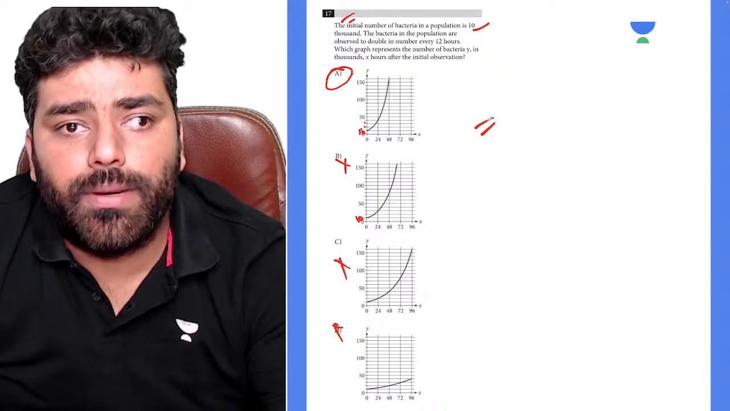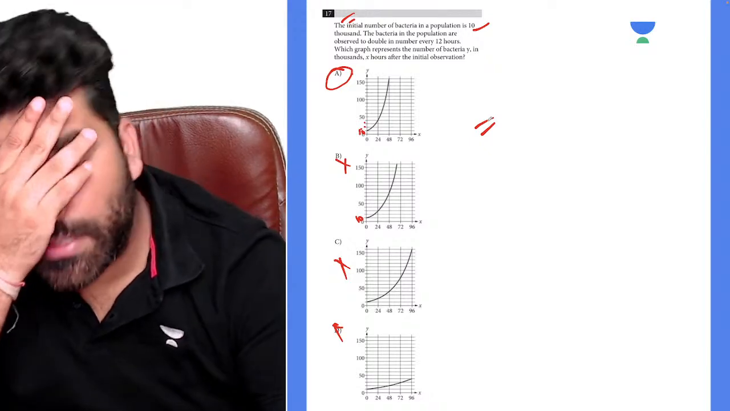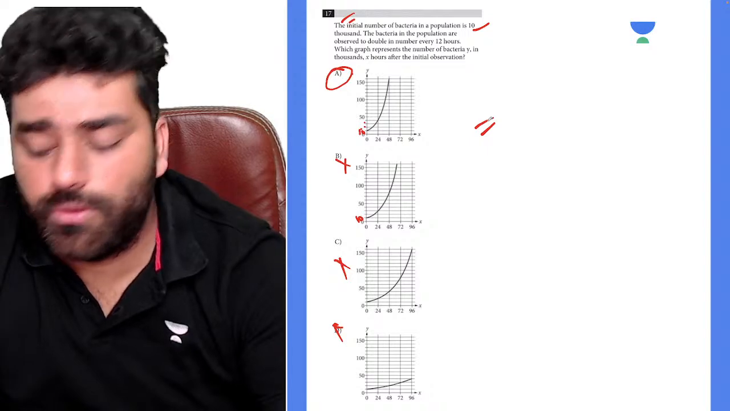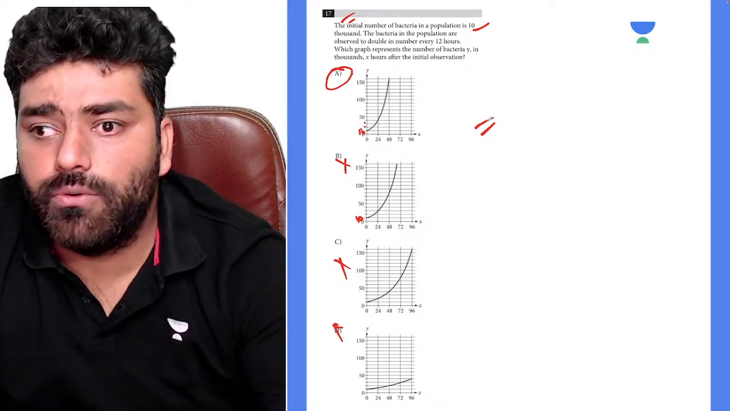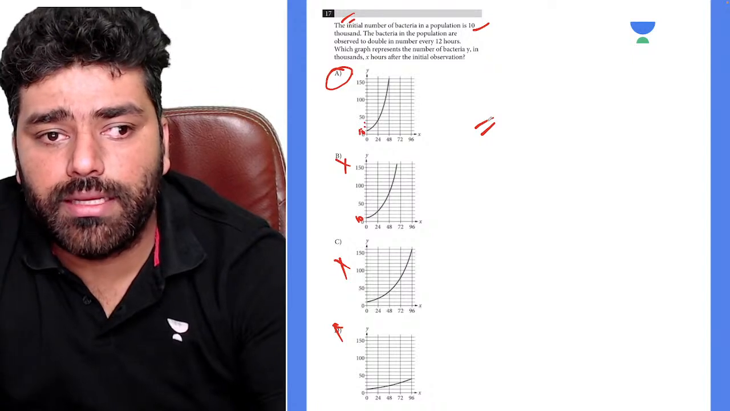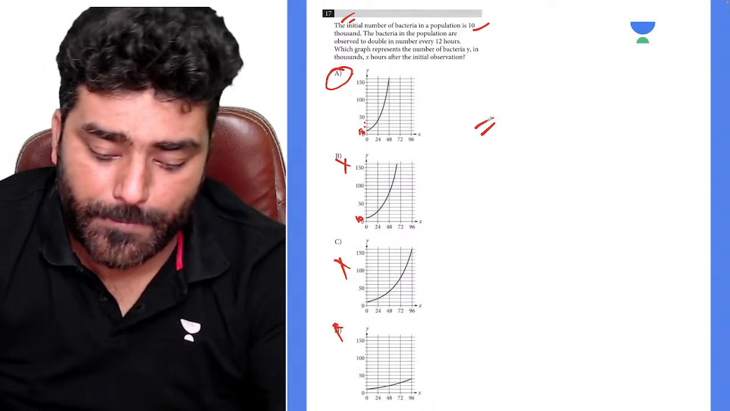You can just plug in some points there, because it's starting from 10 and then 0 to 4, because every 12 hours it is going to be double. So that means for 24 hours it's going to be 4 times, right? So in 24 hours it should be like 40, right?